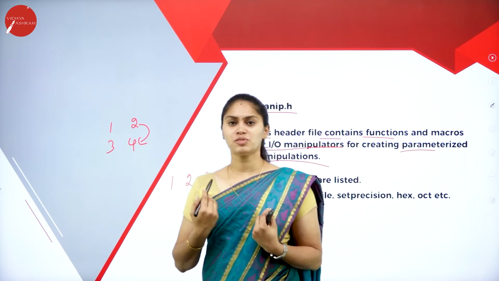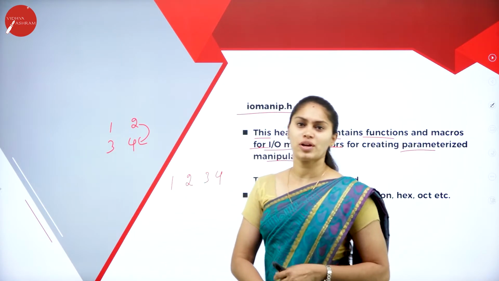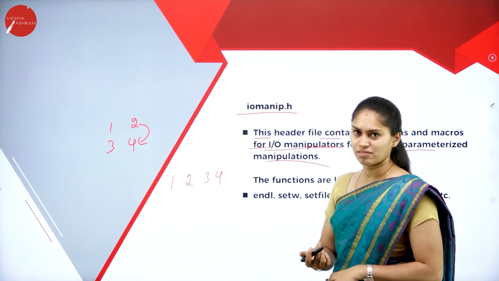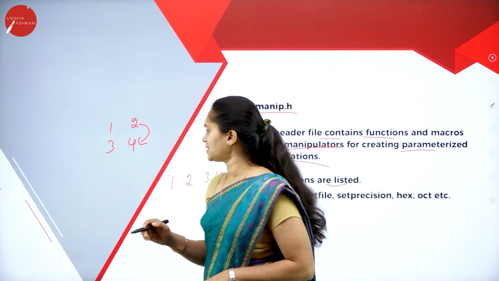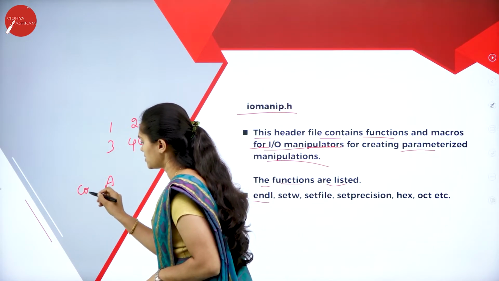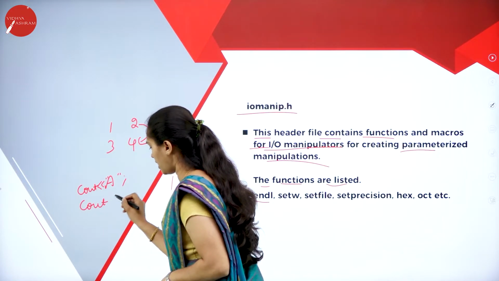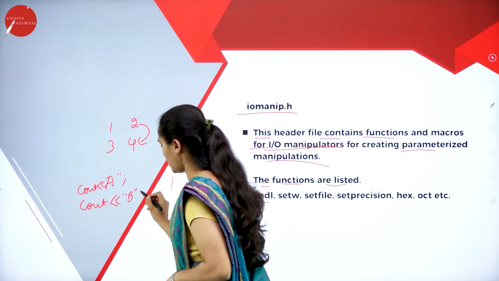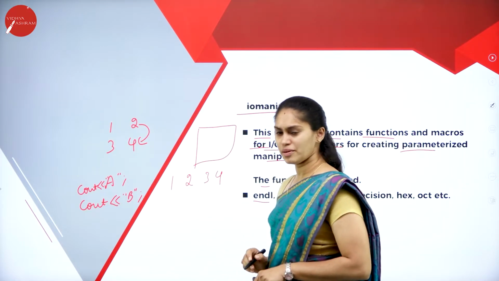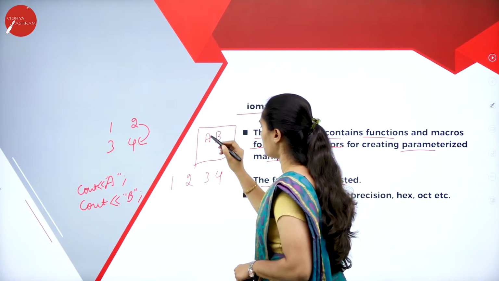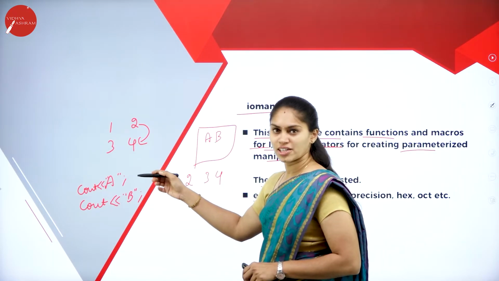If I wanted to do some manipulation related to the input and output operation, then we are going to have this iomanip.h header file. This will include endl, which represents the end of a line. For example, cout double quotes A, and I have cout B. So what will be the output for this? If I consider this as the output screen, what will be the output? It will be like A, B. But I have written it on a different line, an independent line. But I just forgot to mention the endl.